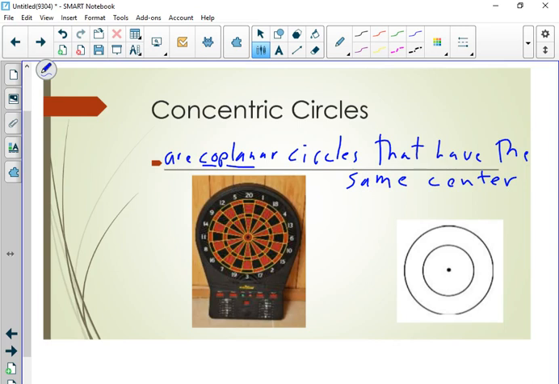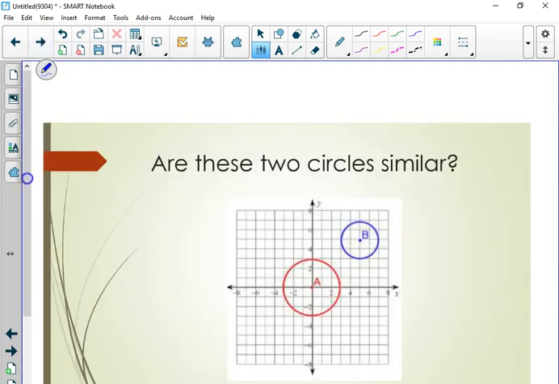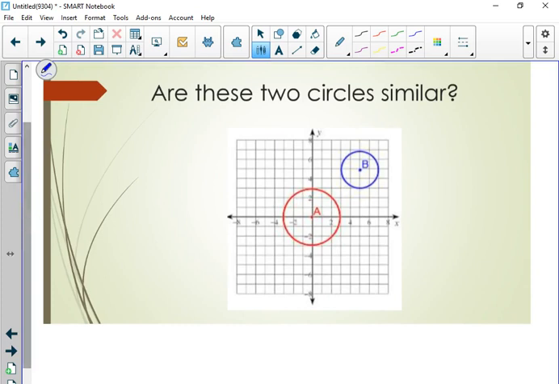Remember, pause anytime you need to. So are these two circles similar? Well, remember, similar means one is just a smaller version or a larger version of the other one. Alright? So we're going to see if we can prove that these two are similar.